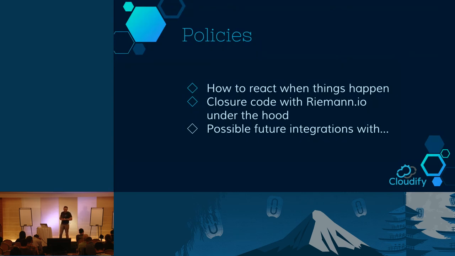And the third part of the application blueprint is policies. In this part, I describe how I react when things go wrong or things go right or when things are happening in my environment. I'm monitoring the application constantly, and in case I need to take certain action, I can define those actions as part of the policies. Currently, our implementation is based on Riemann, which is also another open source project, and you can write the policies themselves in Clojure code. Obviously, you can do a lot of cool stuff here as well.